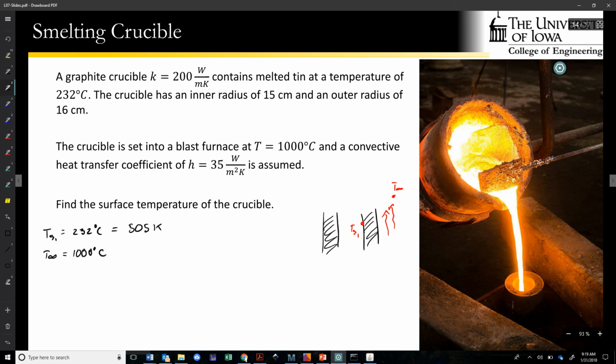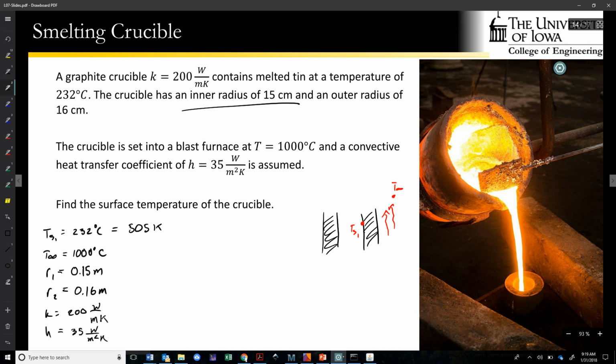And because it's being blown past forcibly, this is a case of forced convection, and we're given a fairly high convective heat transfer coefficient of 35 watts per meter squared Kelvin. We're going to go ahead and say that R1 is equal to, in this case, the inner radius, 15 centimeters, 0.15 meters. R2 is 0.16 meters. We've got K equal to 200 watts per meter Kelvin, and we have H equal to 35 watts per meter squared Kelvin.